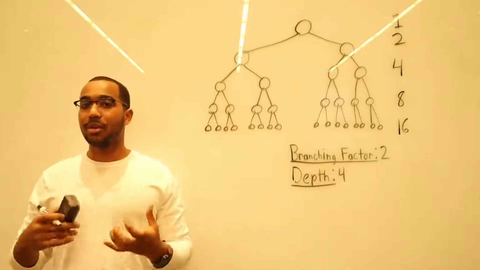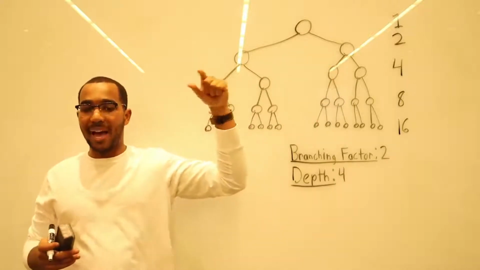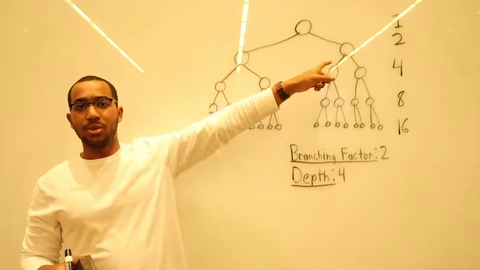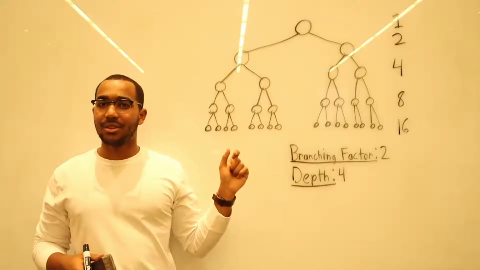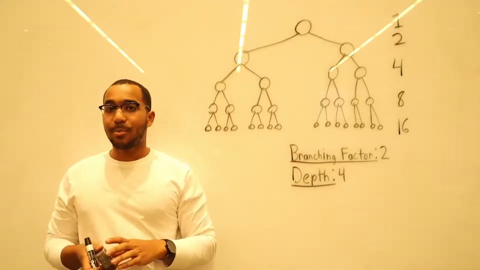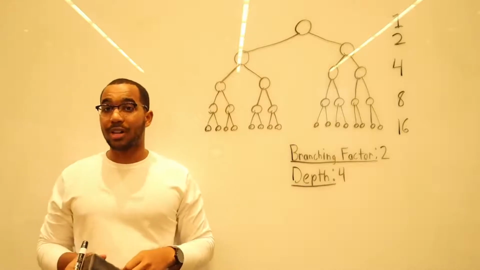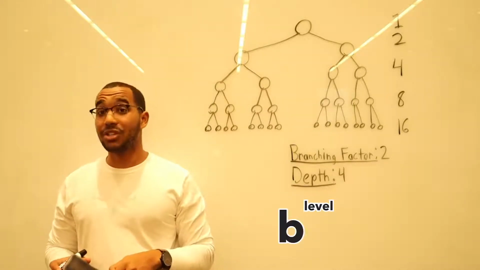And you might be noticing a pattern here. The amount of nodes in each level follows a pattern of multiplying by 2 every time. 1 times 2 is 2, 2 times 2 is 4, 4 times 2 is 8, 8 times 2 is 16. And this pattern is actually something we can generalize to the level that we are on is the amount of multiplications we want to do to the branching factor.